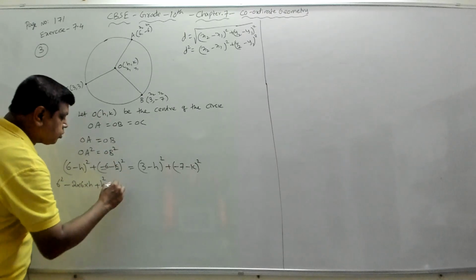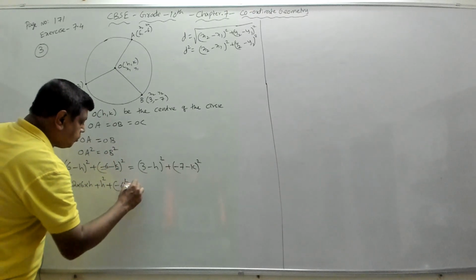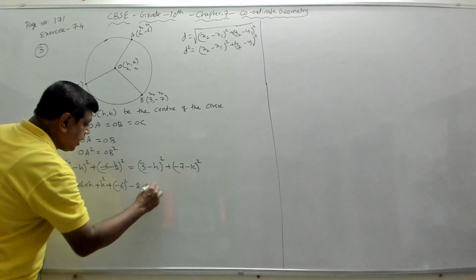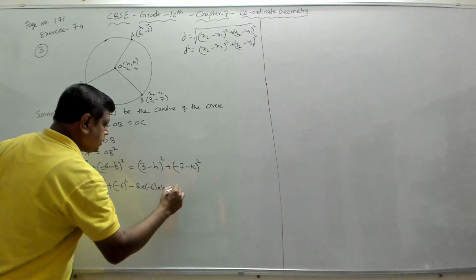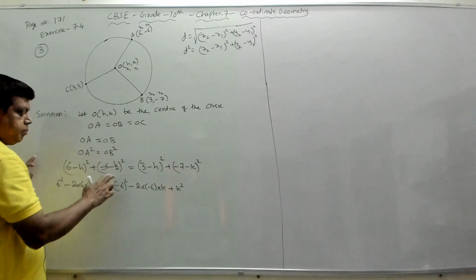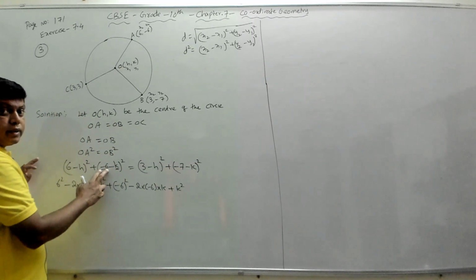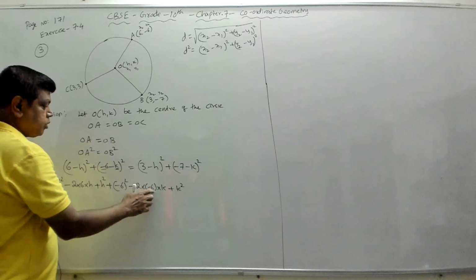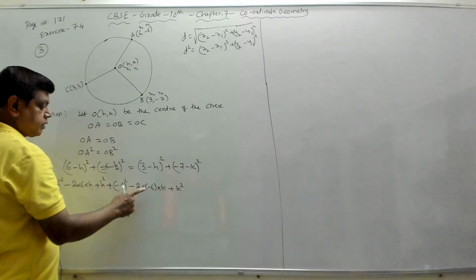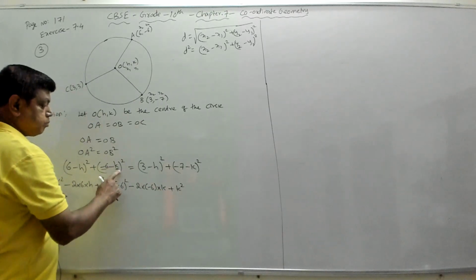So (a minus b) the whole square is a square minus 2 into a into b plus b square. Your b is only k, your a is minus 6, and this minus is the formula minus. (A minus b) the whole square is a square minus 2ab plus b square. For a you have to put minus 6, but b is only k, don't put minus k.